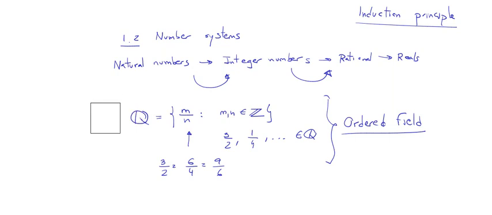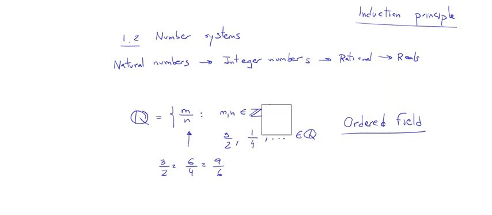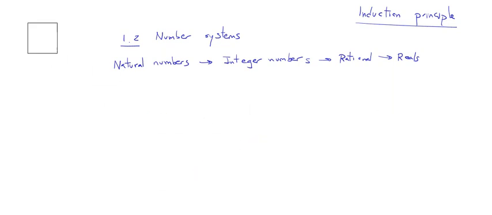But there's a thing with the rational numbers, that they are not, and in math we say they are not complete. Not complete. And what we mean by that is that there are numbers that are very close to other rational numbers, but they are not rational.